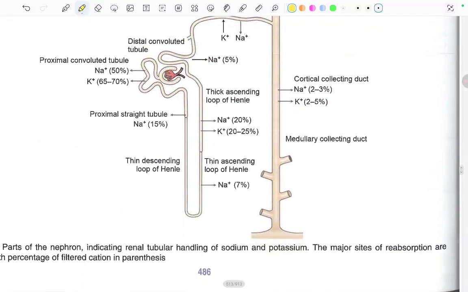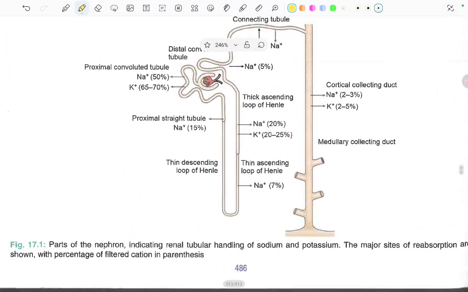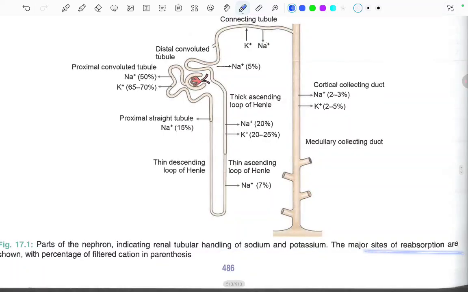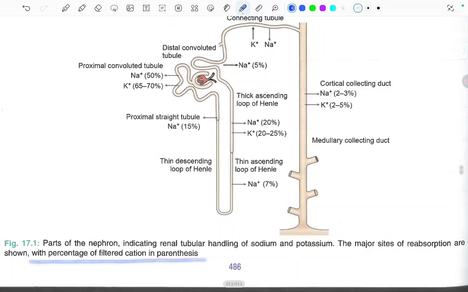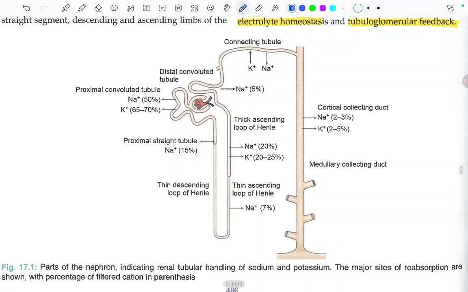Now, let's look at this image. These are the parts of the nephron indicating the renal tubular handling of sodium and potassium. The major sites of reabsorption are shown with the percentage of the filtered cations in parentheses. So yeah, let's start from here. This is the proximal convoluted tubule in which sodium is reabsorbed and potassium is reabsorbed. 50% of the sodium is reabsorbed and 60 to 70% of the potassium is reabsorbed.